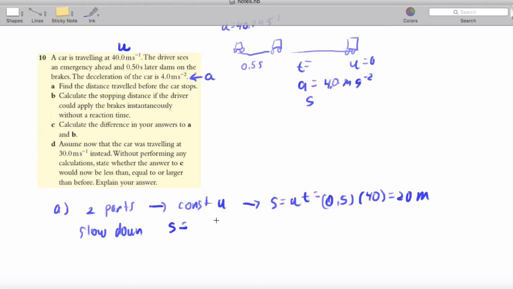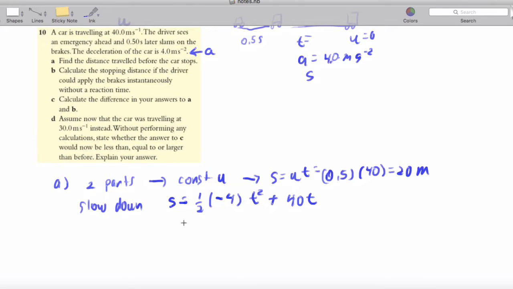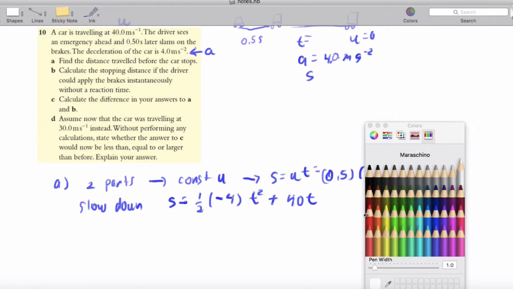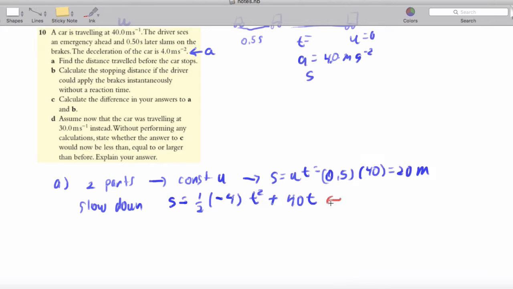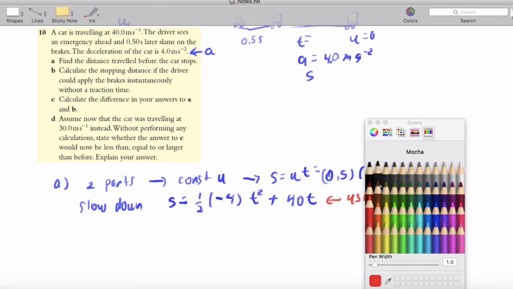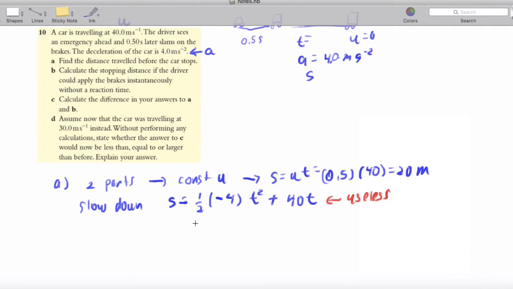So s is going to equal 1/2 times -4 times the unknown time squared plus 40 times t. So we can't use that equation either. Well, we wrote that equation down and we can't use it, so useless. Let's try another. So moving on, let's see if this equation works.